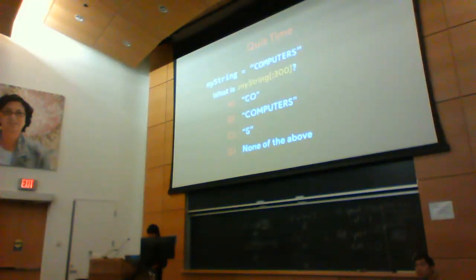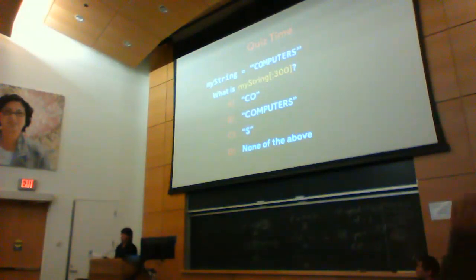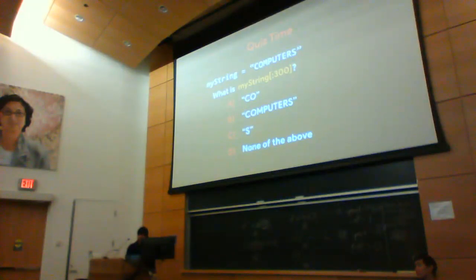Okay, what about this one? If I say, what is my string up to 300, what do I get? Who says A? Who says B? Who says C? And who says D? Good, so the correct answer was actually B. Because if you go past the index, it won't crash and will just give you the entire string.